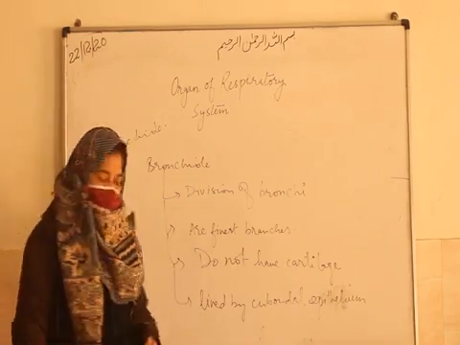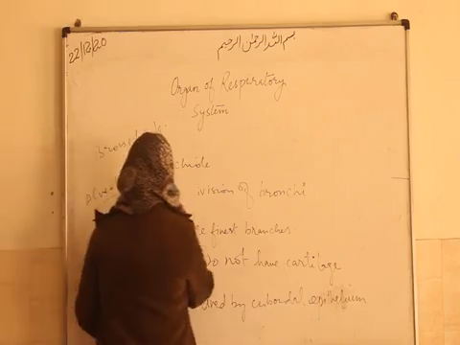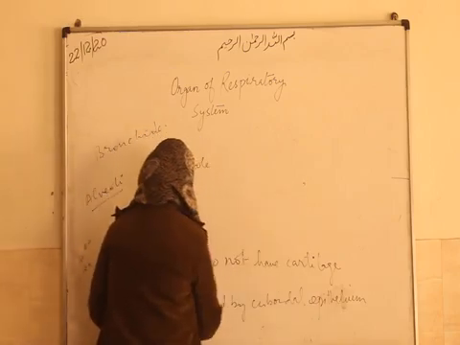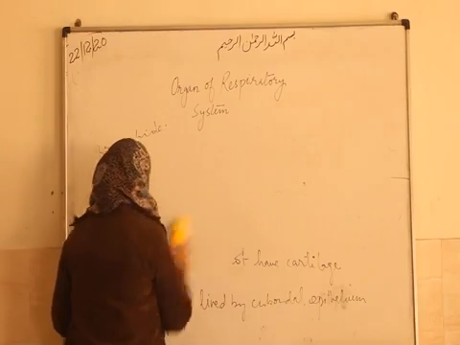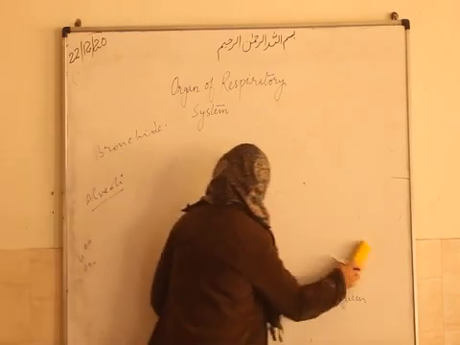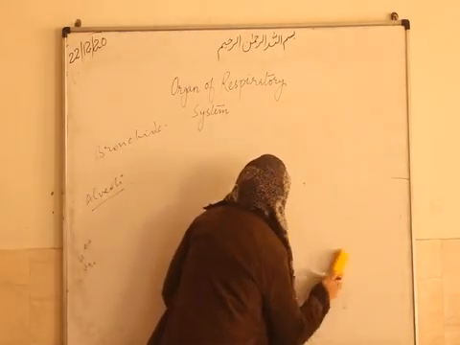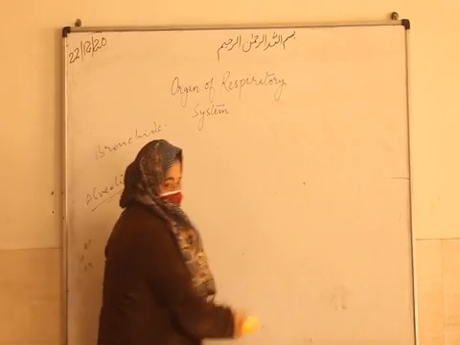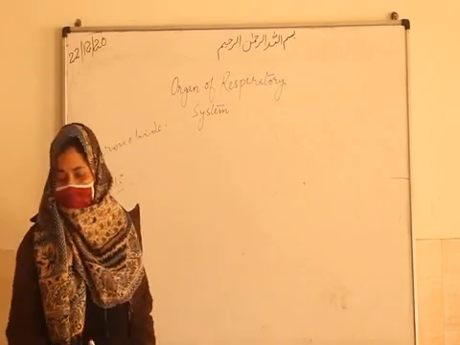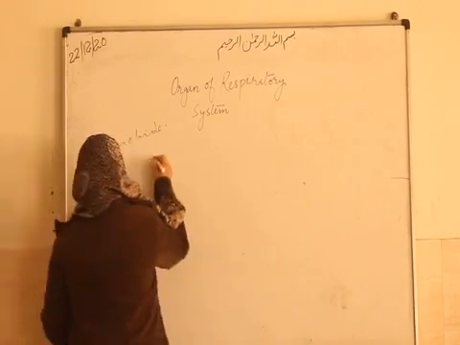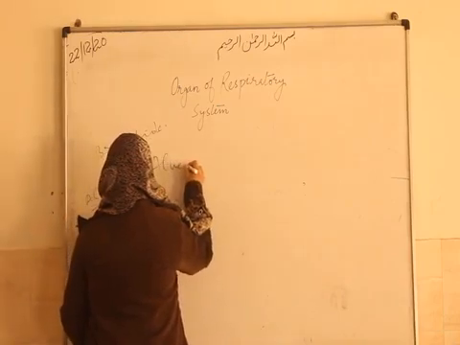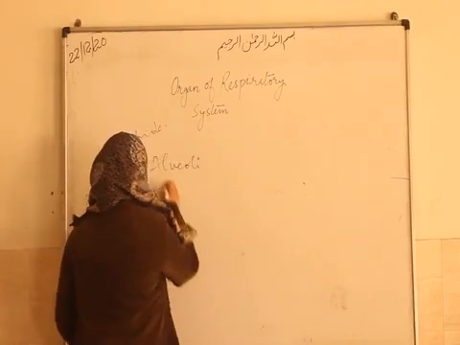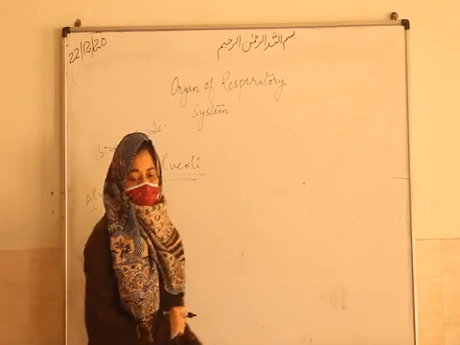Then after bronchioles, which part comes? Alveoli, or alveolar sac.